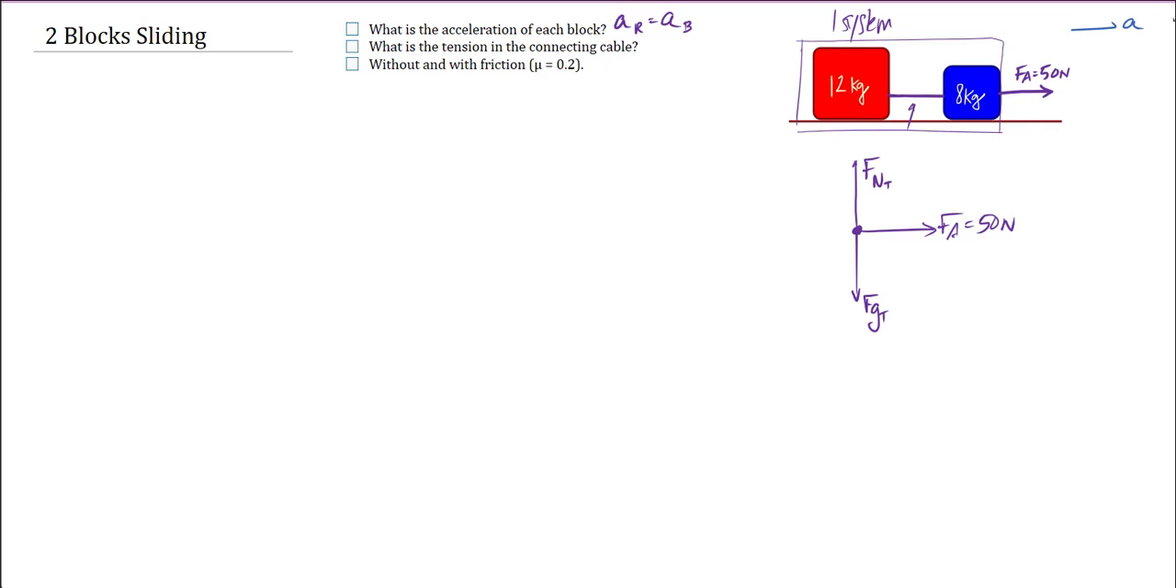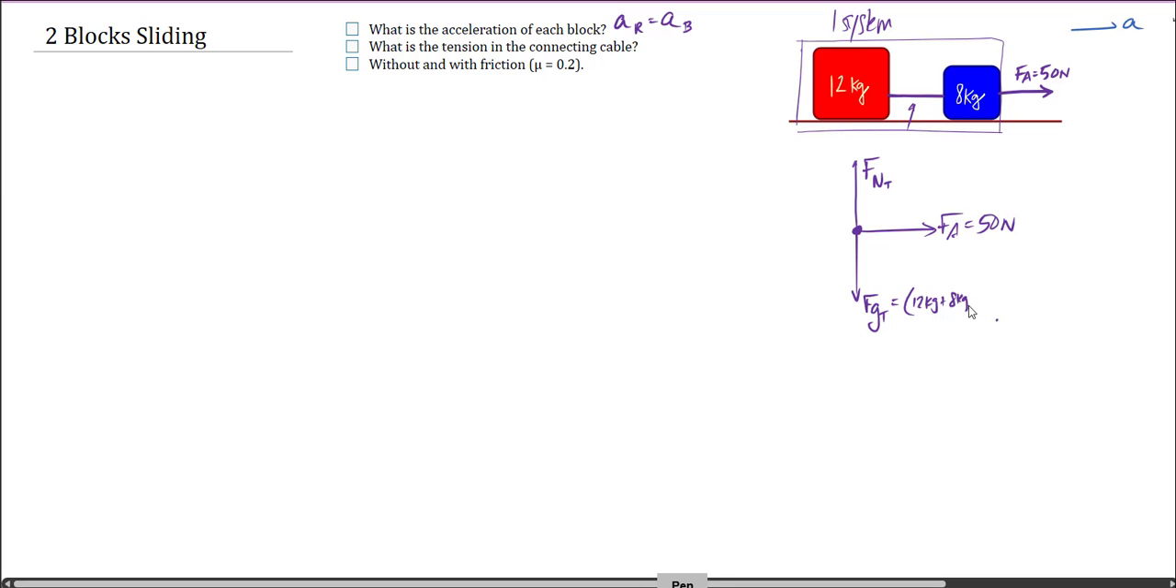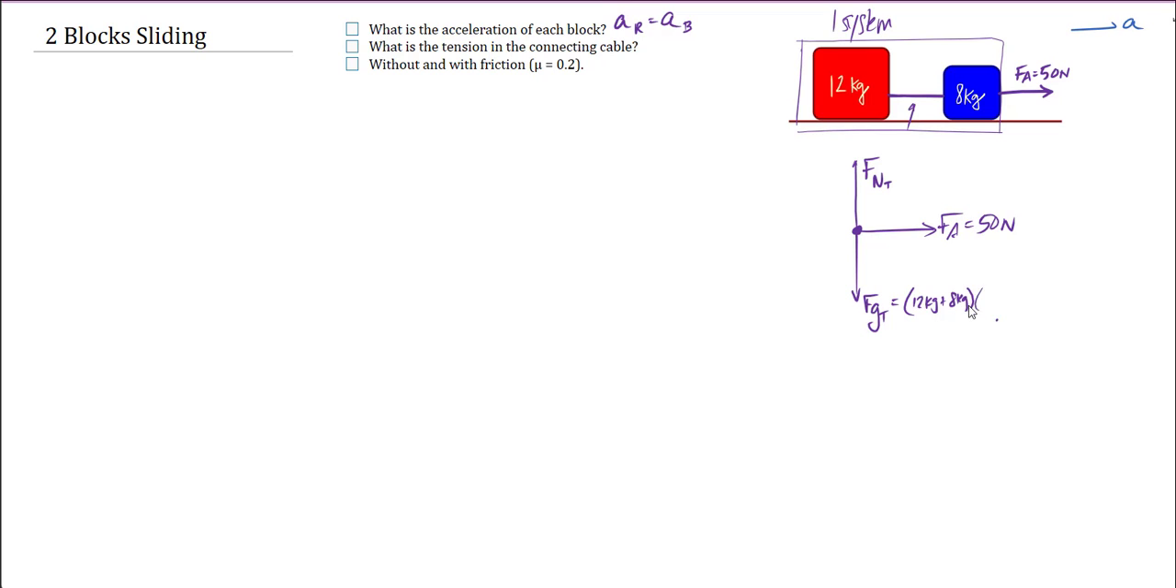I'm also going to quickly calculate the weight of our object. So remember, this is the total weight. So this is going to be the total mass, which is 12 plus 8 kilograms times our gravity constant, which we're going to use 10 newtons per kilogram, assuming that this is happening on Earth. So that is a total weight of our whole system of 200 newtons.